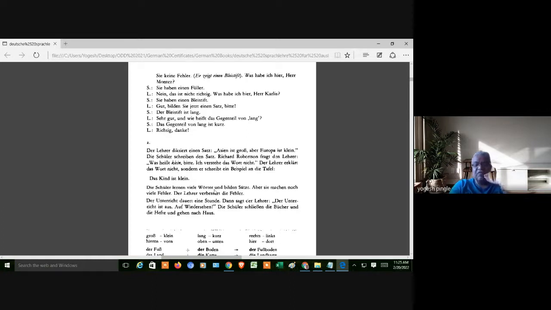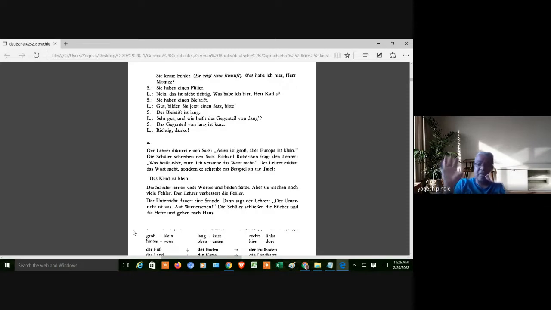Die Schüler lernen viele Wörter und bilden Sätze, aber sie machen noch viele Fehler. Der Lehrer verbessert die Fehler. Right? Students make so many mistakes, but the teacher corrects the mistakes. Verbessern means to correct. Der Unterricht dauert eine Stunde. Right? The lecture lasts for an hour. Dann sagt der Lehrer, der Unterricht ist aus. The lecture is over. Auf Wiedersehen.